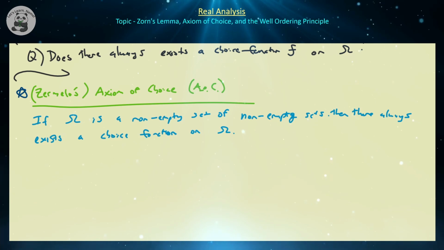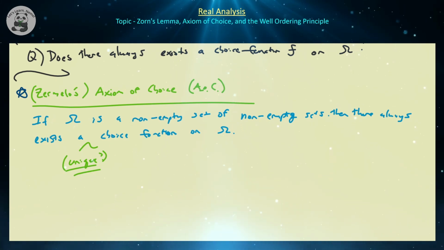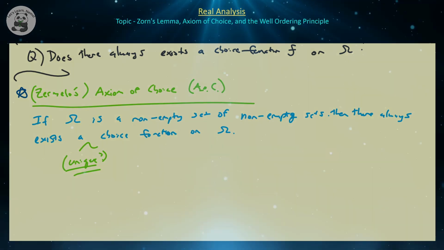Now notice that I'm not putting the word unique here because it need not be unique. There could be several, finitely many, infinitely many different choice functions that you can define on the same collection omega, right? So the axiom of choice says, regardless of the non-empty collection of non-empty sets that you have, there always exists a choice function that you can define on that set.